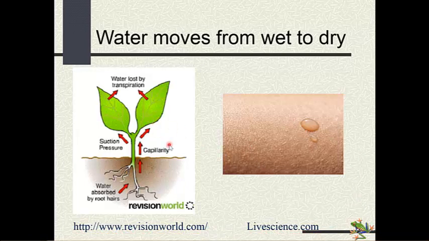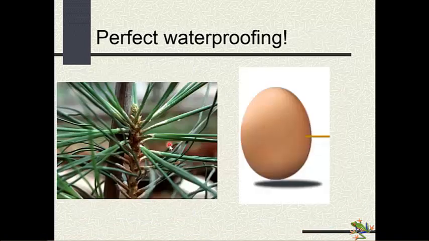or the cuticle, the waxy surface of plants, so seen here in these pine needles. And another fabulous adaptation for waterproofing, of course, is an egg. And eggs actually evolved to protect the embryo from the environment, from dehydration, so that the organism didn't have to produce it inside itself.